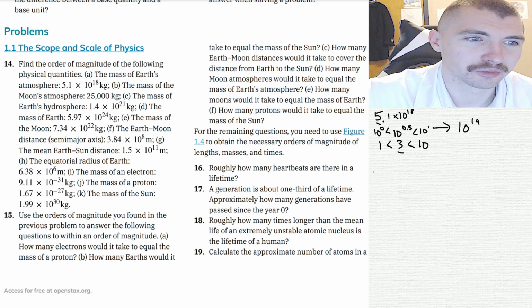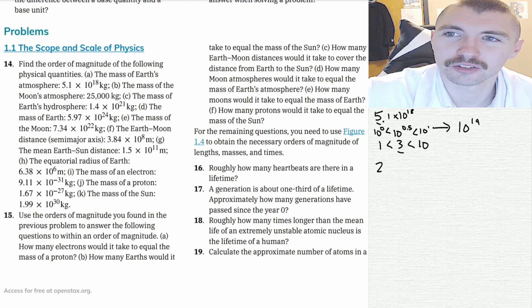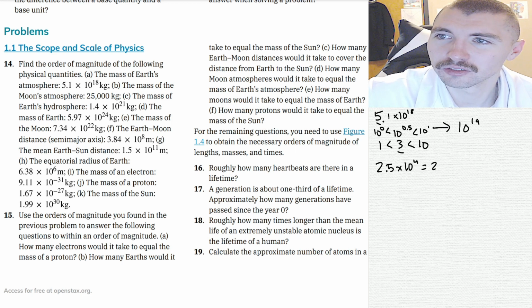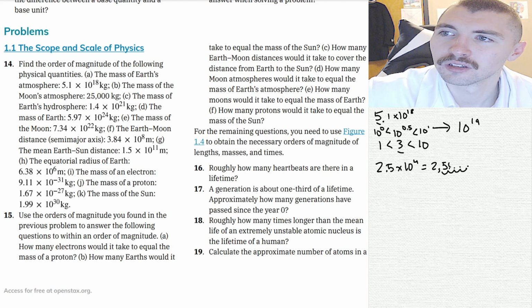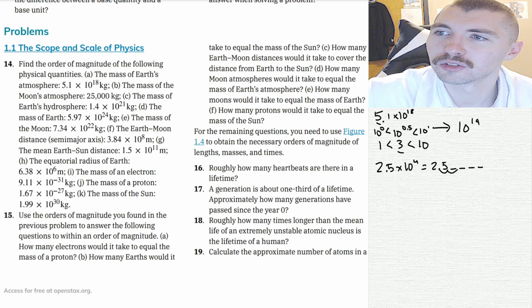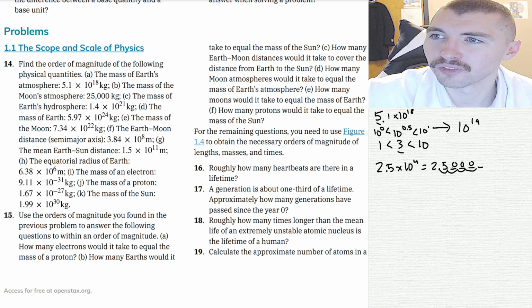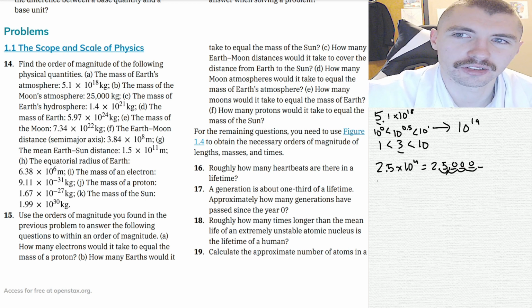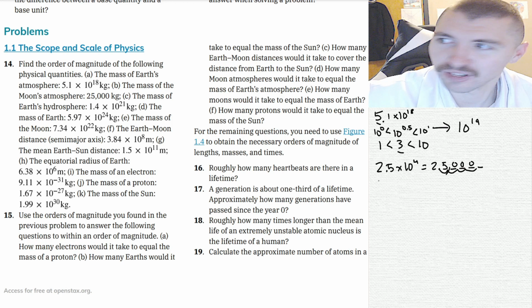All right, next is the mass of the moon's atmosphere. 25,000 kilograms. So that's 2.5 times 10 to the 4. Let's check our answer. 2.5, 1, 2, 3, 4. So what we get is 25,000. That seems to be correct. Kilograms. Not going to be too sticky on it unless it's absolutely required, unless conversion is a factor.